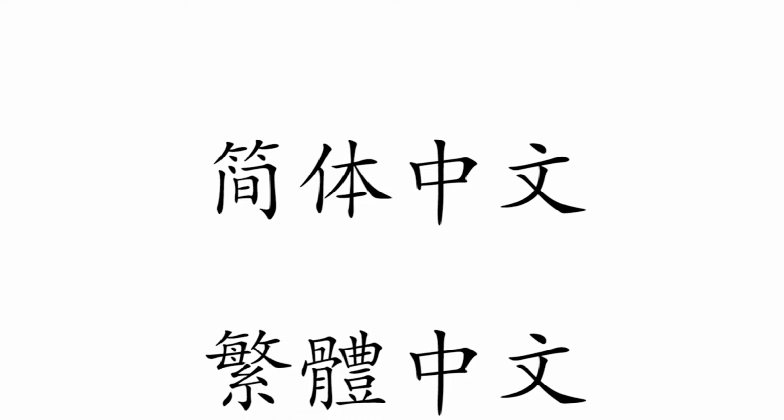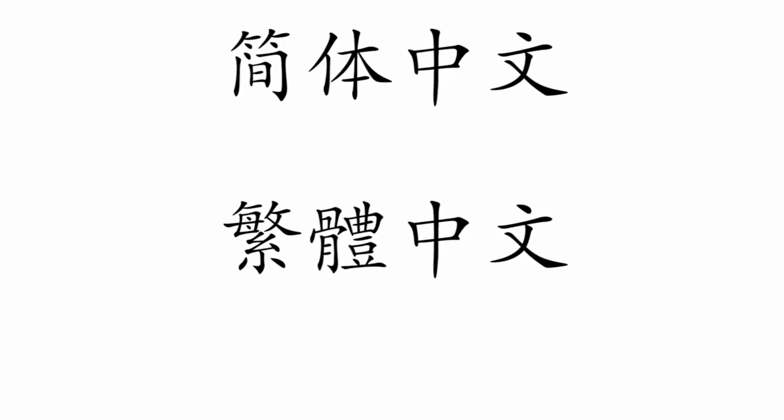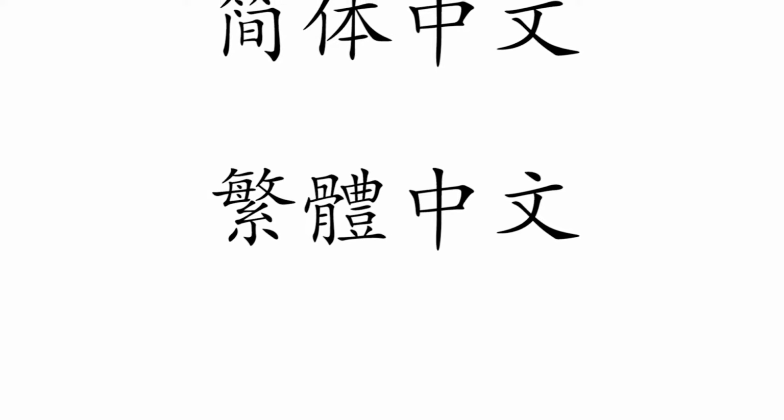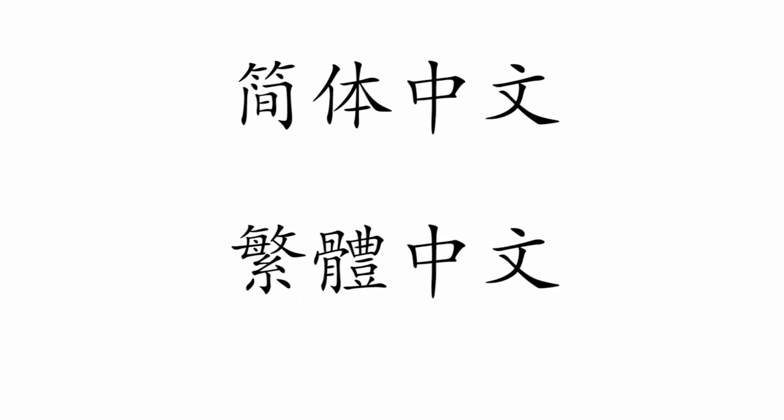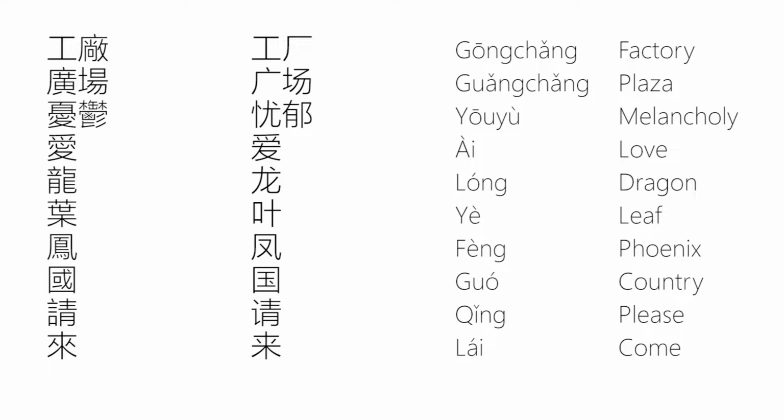Next is about the character structure, which we all know is very different. Simplified Chinese and Traditional Chinese have different character structure. Simplified Chinese, like its name suggests, is simpler than Traditional Chinese in terms of character structure and has fewer strokes. The difference is noticeable when you read a text written in Simplified and Traditional Chinese. So these are some examples: 工厂, 广场, 忧郁, 爱, 龙, 夜, 凤, 国, 请, 来.